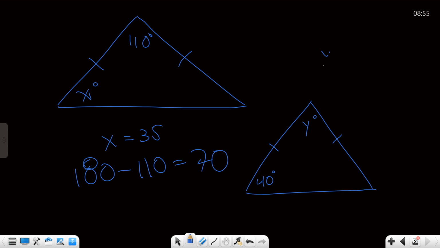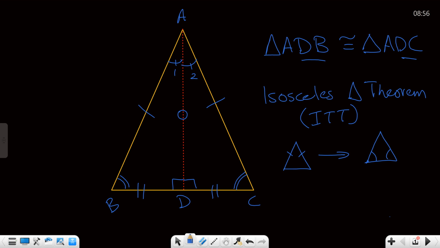100. Y? Because 40 plus 40 is 80. Wait, where'd the other 40 come from? Because the two sides are congruent. And then 180 minus 80 is 100. Okay. Any problems with that? Pretty easy? Good. Then, let's go back to this.